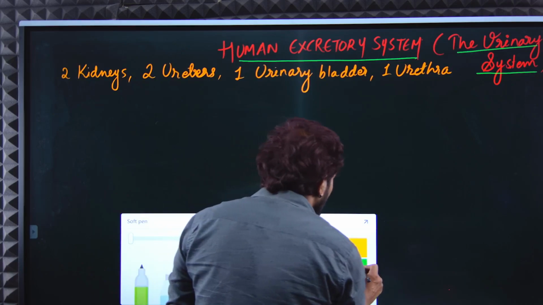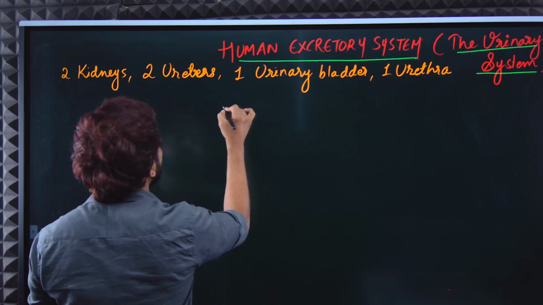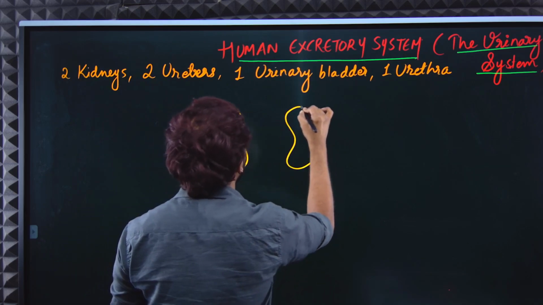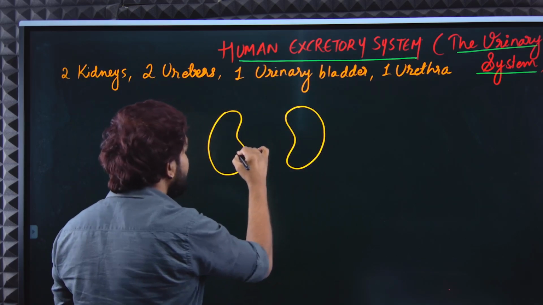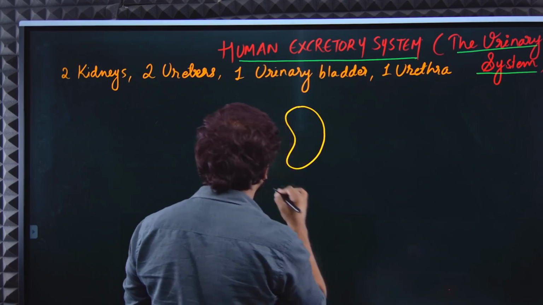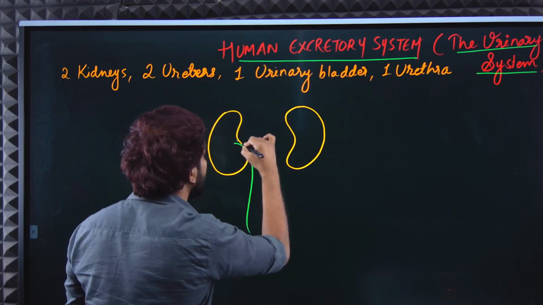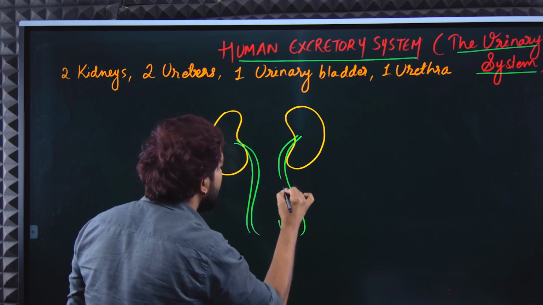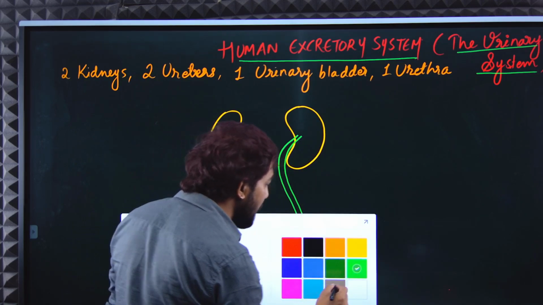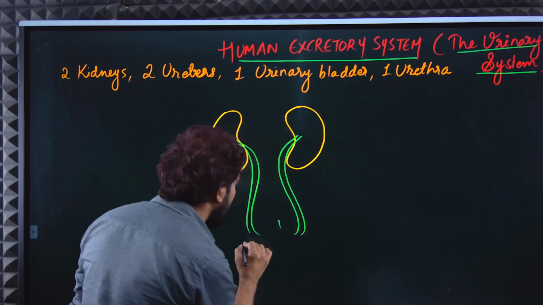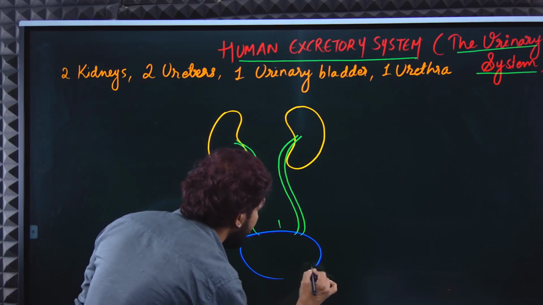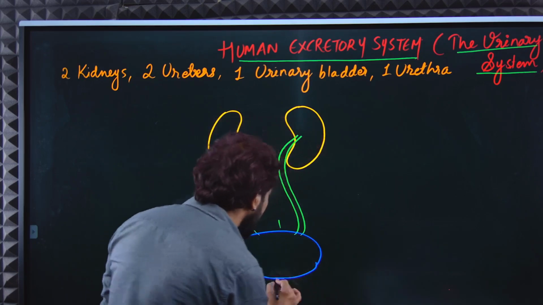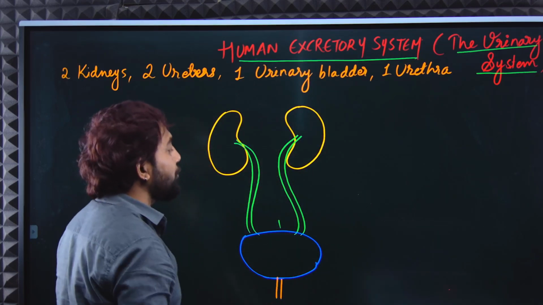Okay, so let's draw this one. This is the particular right kidney. This one is the left kidney. These particular structures over here in green, these are the ureters. Then you have a particular structure over here. This particular structure is called the urinary bladder, which is single. And the single structure, that is the urethra.